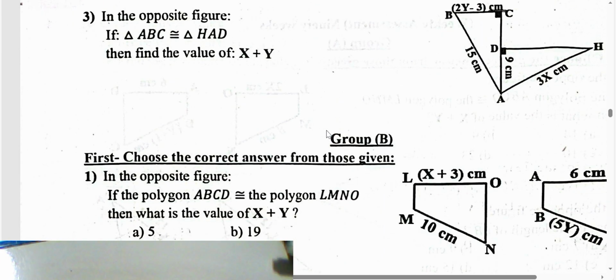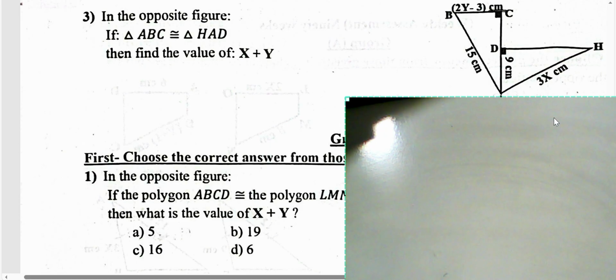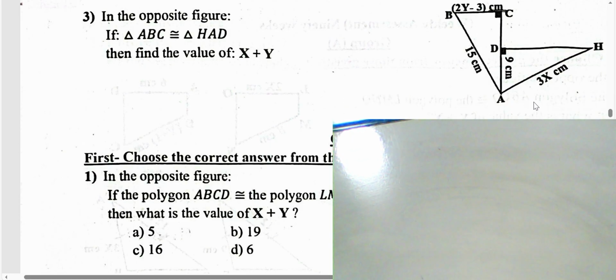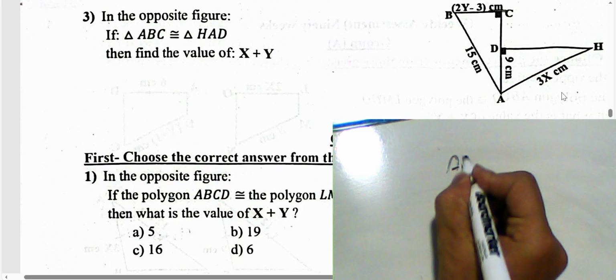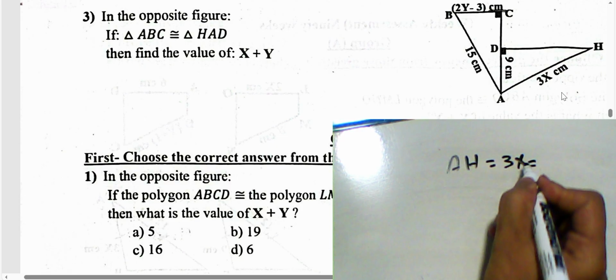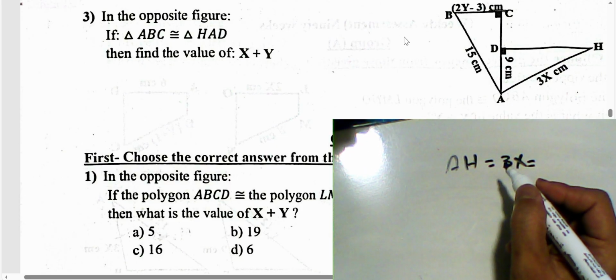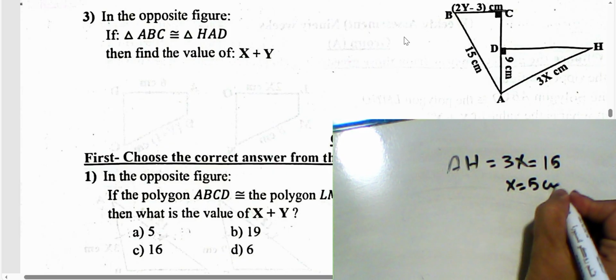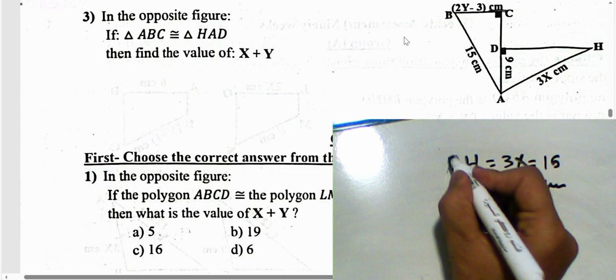In the opposite figure, what is the value of x plus y? Look here. We have two congruent triangles. The length of hypotenuse 3x is equivalent to the length of the hypotenuse here, 15 centimeters. So the length of x equals 5 centimeters.